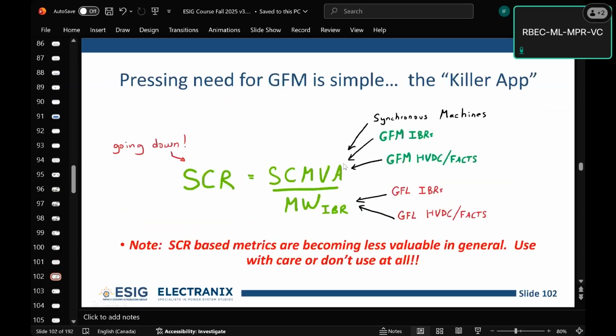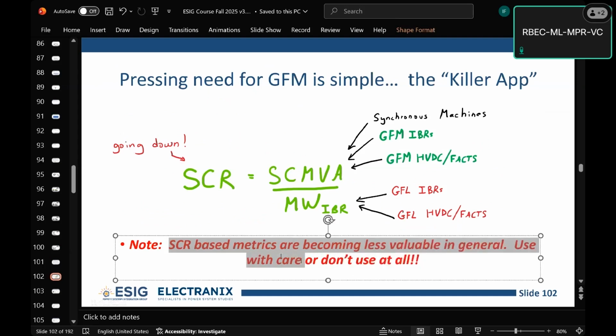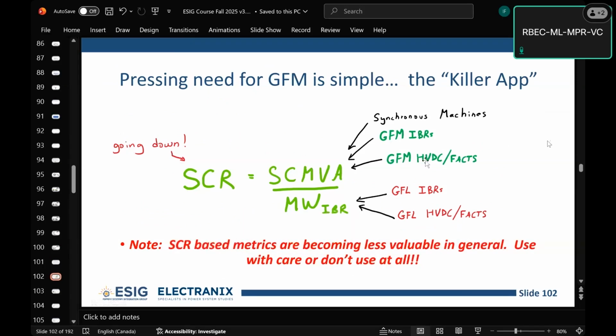Okay, applications. So we're calling this the killer app. I made this for Unify a long time ago. Short circuit ratio is going down in the system. If we're using short circuit ratio, I got a slide down here, becoming less value, don't use them. Short circuit MVA is being provided by synchronous machines. And now you can say also grid forming IBRs and grid forming HVDC. So that gets added into the numerator of your equation.